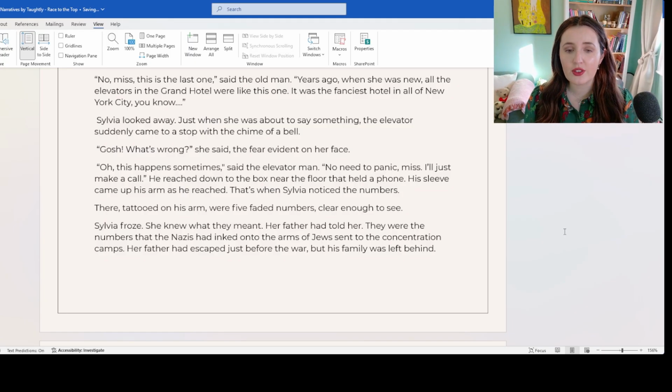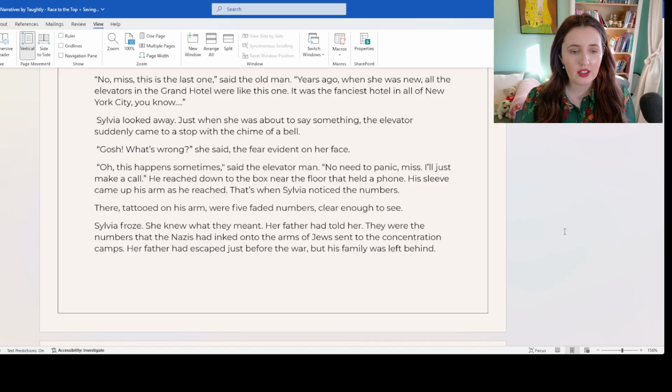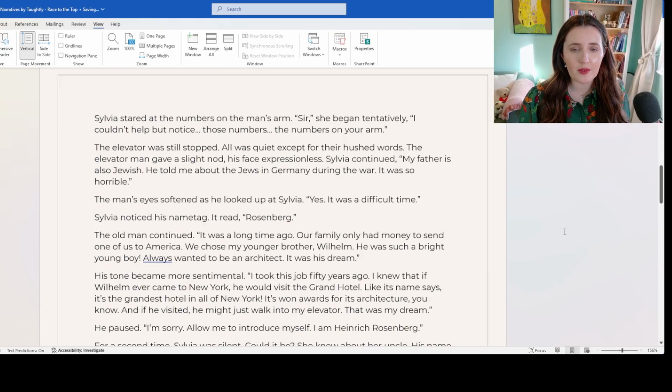That's when Sylvia noticed the numbers. There, tattooed on his arm, were 5 faded numbers, clear enough to see. Sylvia froze. She knew what they meant. Her father had told her. They were the numbers that the Nazis had inked onto the arms of Jews sent to the concentration camps. Her father had escaped just before the war, but his family was left behind. Sylvia stared at the numbers on the man's arm.